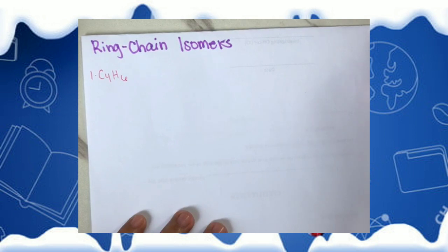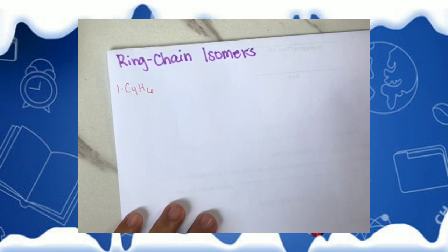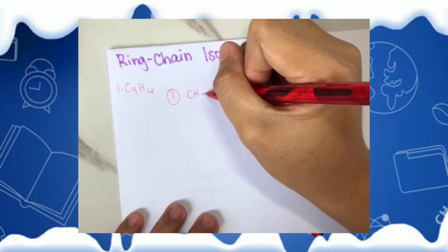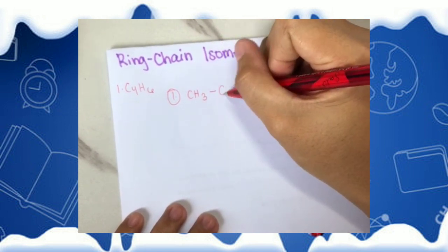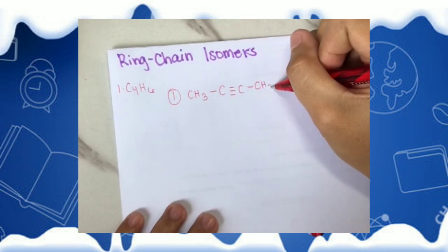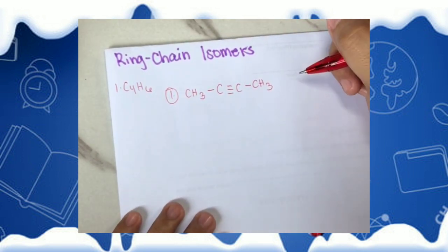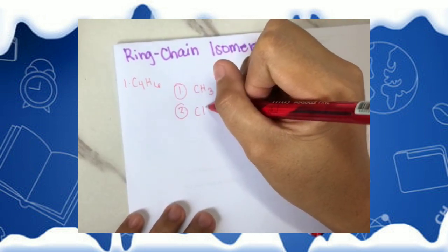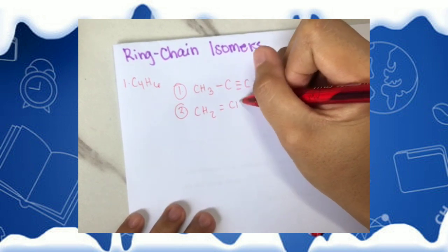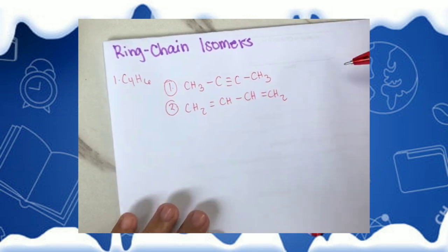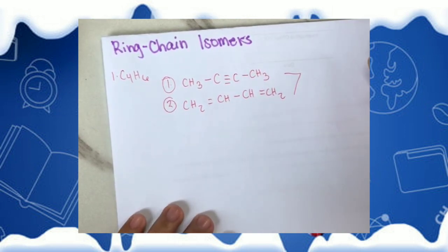So here's an example of ring chain isomers, C4H6. Let's construct the structures. Structure number 1 will be CH3 single bond, C triple bond, C single bond, CH3. So it is 2-butyne. Structure number 2 will be CH2 double bond, CH single bond, CH double bond, CH2. So these two will be the open chain isomers.